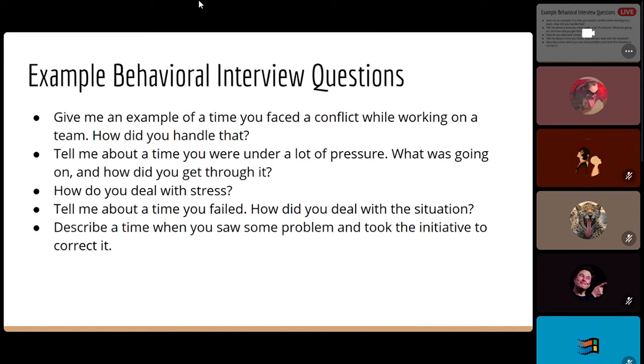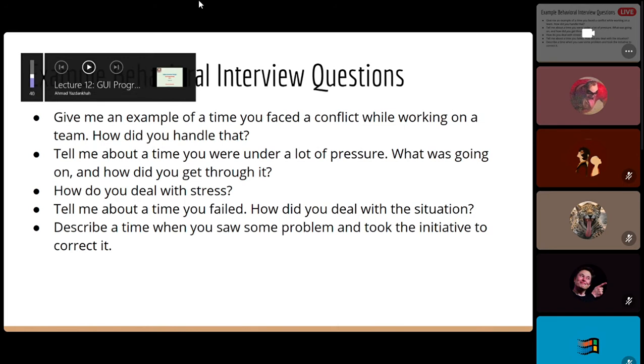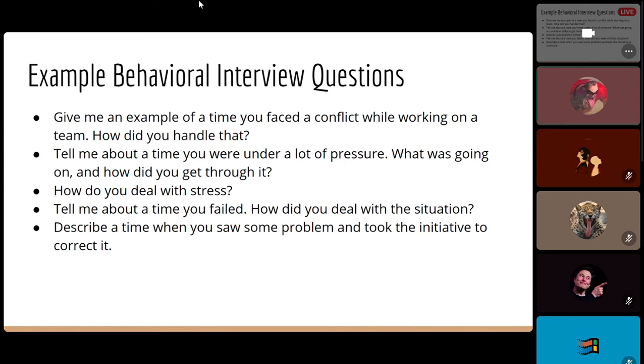And then describe a time when you saw some problem and took the initiative to correct it. This is also really good for showing company value if it matches. And what the recruiter is really looking for, are you a go-getter? Are you somebody who will proactively look at solutions? Yeah, perfect.